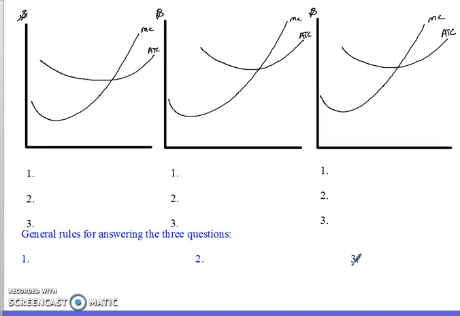So keep in mind, shut down is a short run decision to temporarily stop production. The company's still going to stay in business. But exit means that we are leaving the market, we are closing our doors, never to produce again. That's a long run decision. That's an exit decision. And so our question number 3 is going to be, do we stay open or exit?